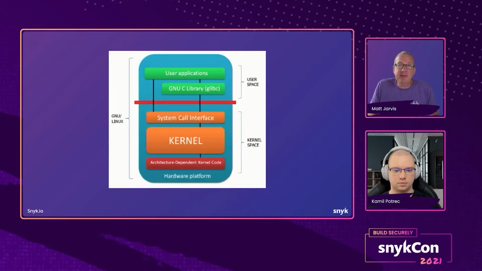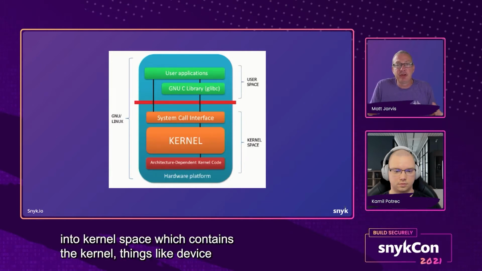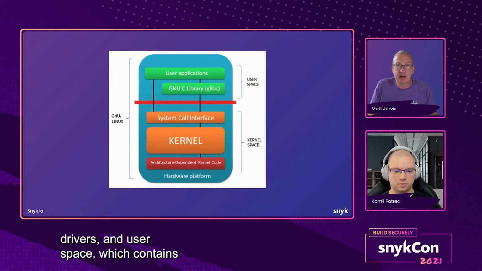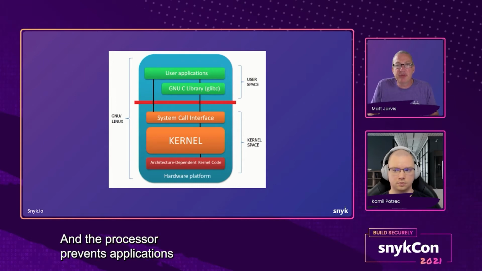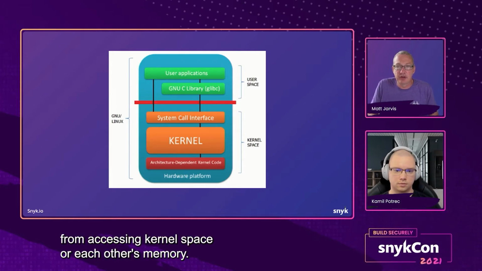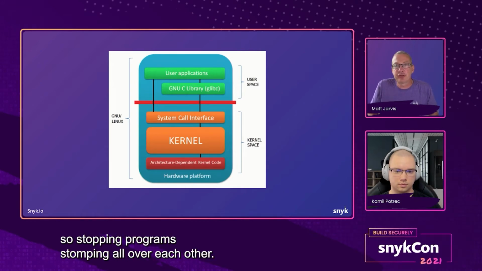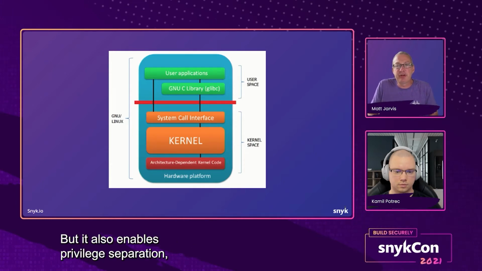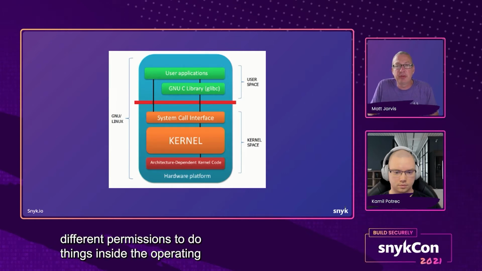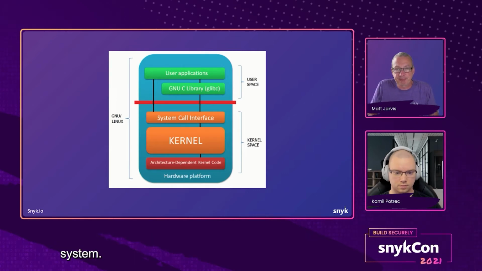And operating systems in general separate their memory into kernel space, which contains the kernel, things like device drivers, and user space, which contains all of the other running applications. And the processor prevents applications from accessing kernel space or each other's memory. And this is the basis for memory protection, so stopping programs stomping all over each other. But it also enables privilege separation, allowing different things to have different permissions to do things inside the operating system.